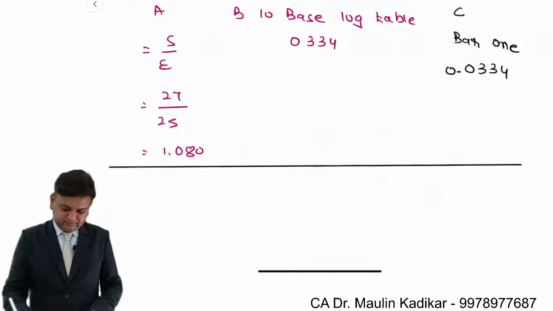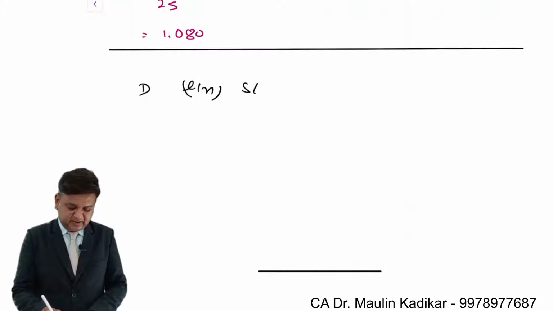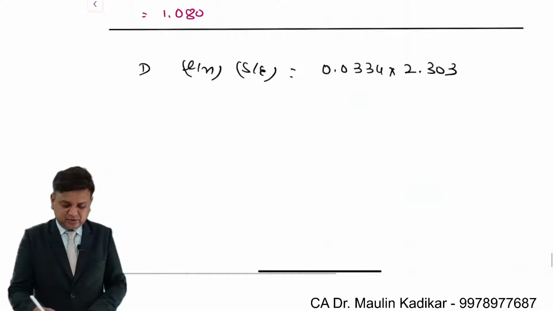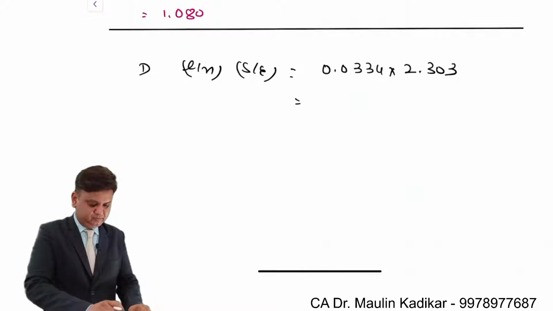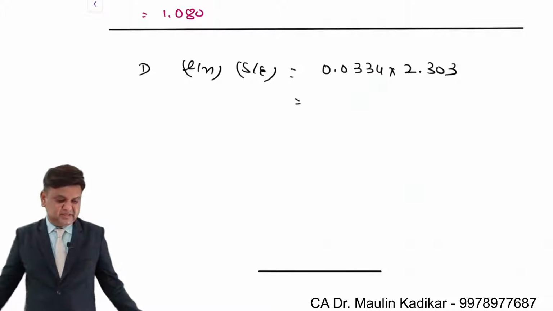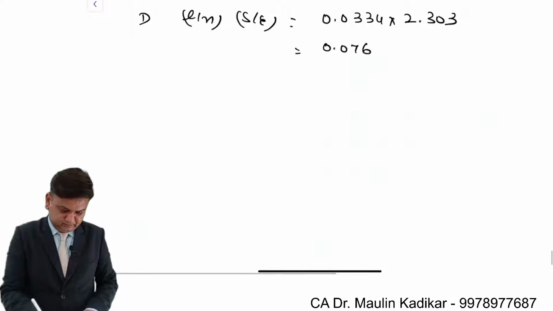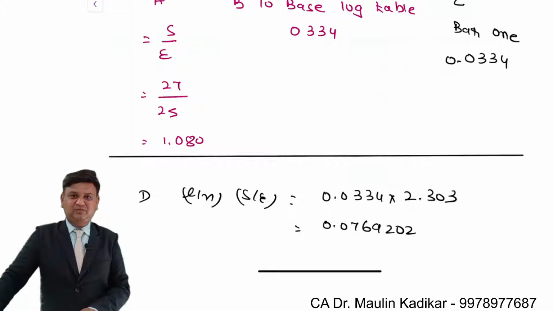Next, step D. In that, ln S divided by E is equal to 0.0334 into 2.303. This is what we are required to calculate. So 0.076920. This is the way ln S divided by E will be found.